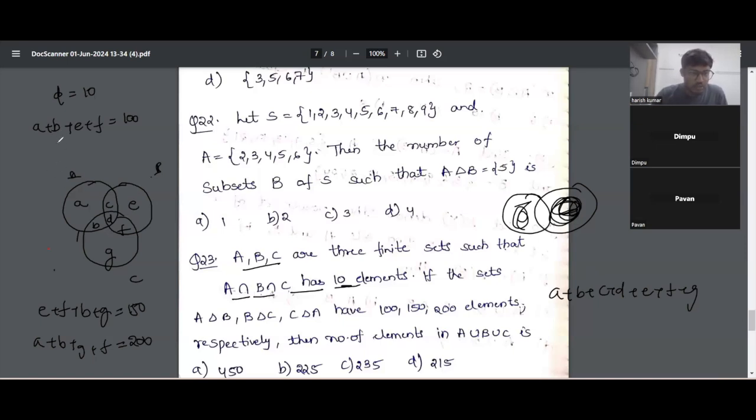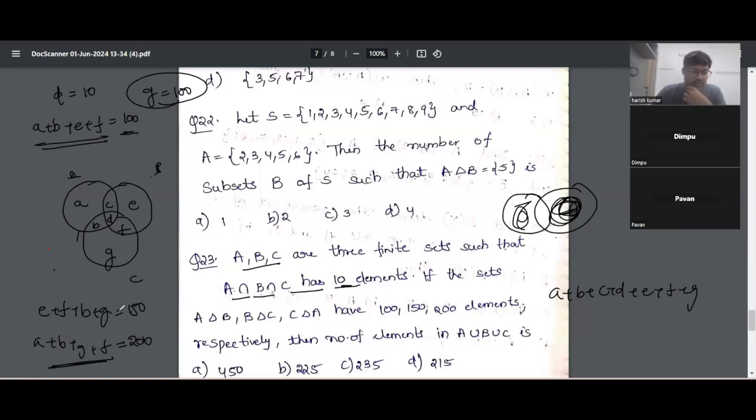So, A plus B plus E plus F is 100, and A plus G plus A plus B plus G plus F is 200. So, G will be 100, right? Straight away, G is 100.